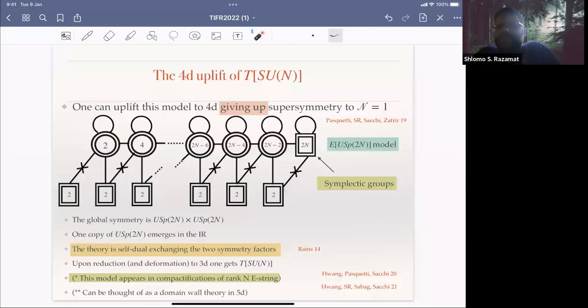It's like any symmetry: when you study energy flow, symmetry can emerge in the infrared. Usually it happens in a non-trivial way.